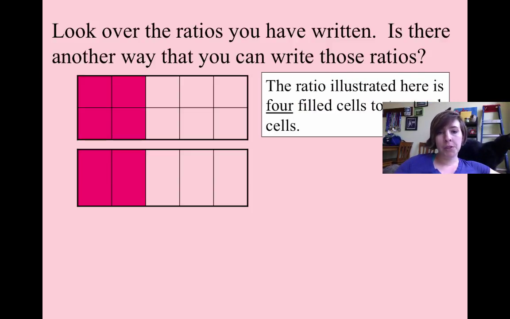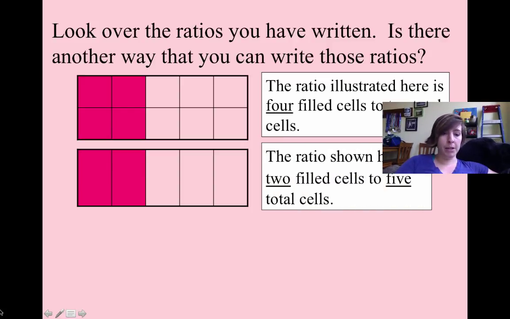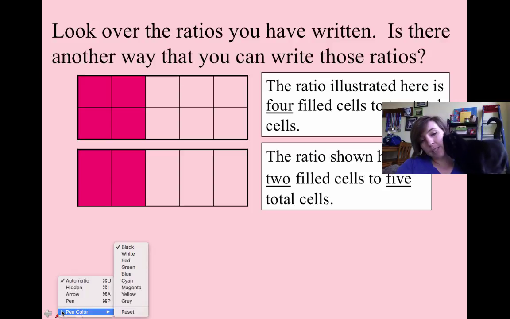The ratio illustrated on the top has 4 filled cells to 10 total cells. So the ratio of filled to total is 4 to 10. And then on the bottom, the ratio of filled to total is 2 to 5.